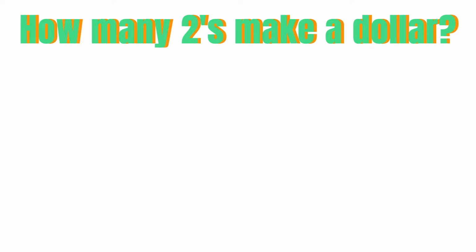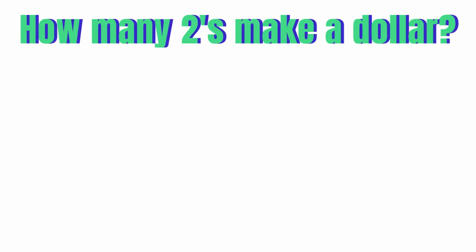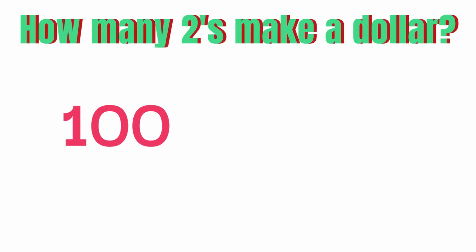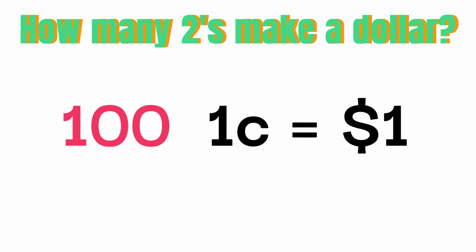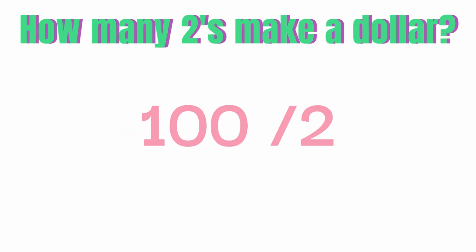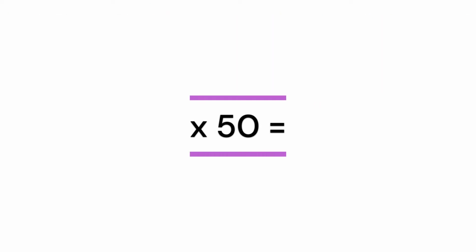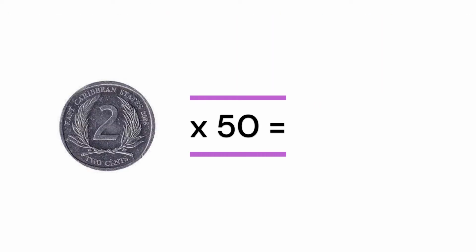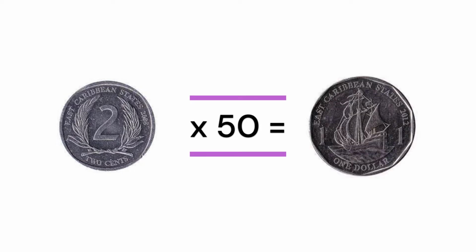How many twos make $1? So we have just learned that there are 100 ones in a dollar. Now if we were to divide 100 by 2, we will get exactly 50. 2 groups of 50. So there are 50 twos in $1. Do you have any 2 cents coins where you're from?